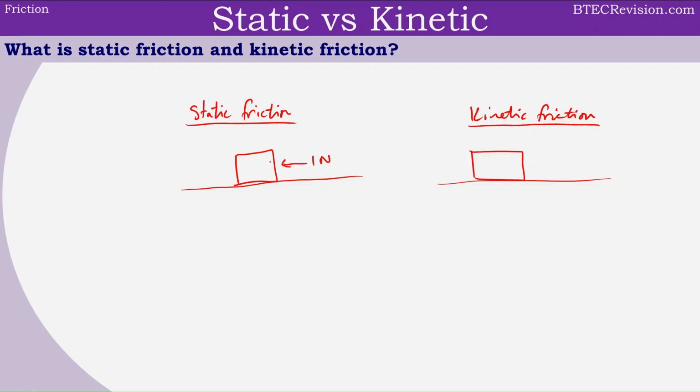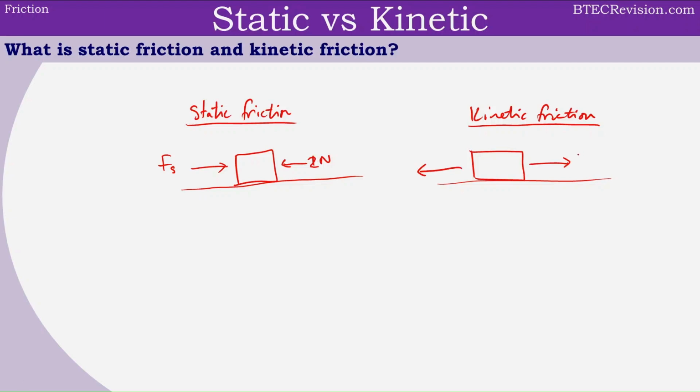For static friction, if I have 1 Newton of force acting against it, then the static friction is going to be equal to that 1 Newton. If I increase this to 2 Newtons, then static friction is going to be 2 Newtons. And this is going to happen until the object starts to move.